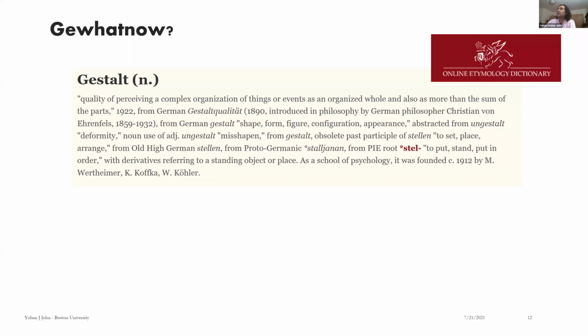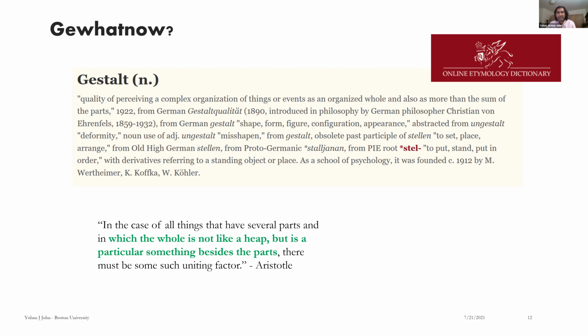It means the quality of perceiving a complex organization of things or events as an organized whole, and also as more than the sum of the parts. So it's emergence in the phenomenal domain. And it comes from an obsolete past participle of stand. One of the roots relates to a Sanskrit word, sthala, which means the same thing, both standing and configuration. So it's a very old word, the root is very old. And so that's what that means.